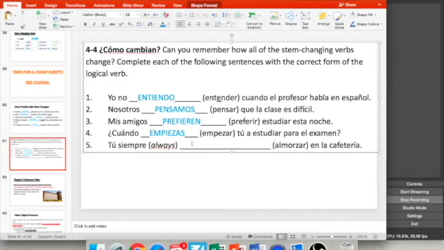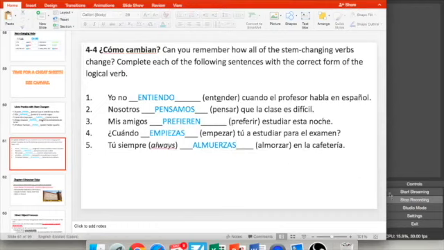In this case, almorzar is an O to UE stem change. We're going to take our O, go ahead and put our UE in. We get almuerzar, chop off our AR, and we need to add in the tú form an AS to say that tú siempre almuerzas en la cafetería. All right, hopefully you are feeling much better about these stem changing verbs in Spanish.